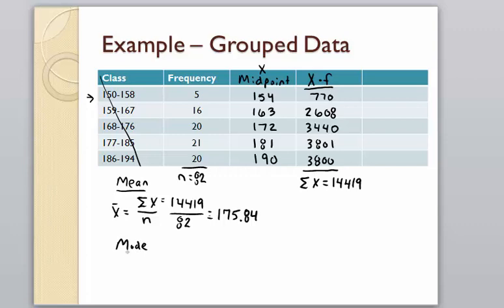Again, the mode is the class or the value that occurs most often. We can simply look at our frequencies and identify the class that has the highest frequency, which is this class that has a frequency of 21. And we can write that our mode is 177 to 185. It is also acceptable to give your answer in terms of the midpoint. So you could also have said that the mode was 181. So those are our two measures of central tendency for a grouped frequency distribution.